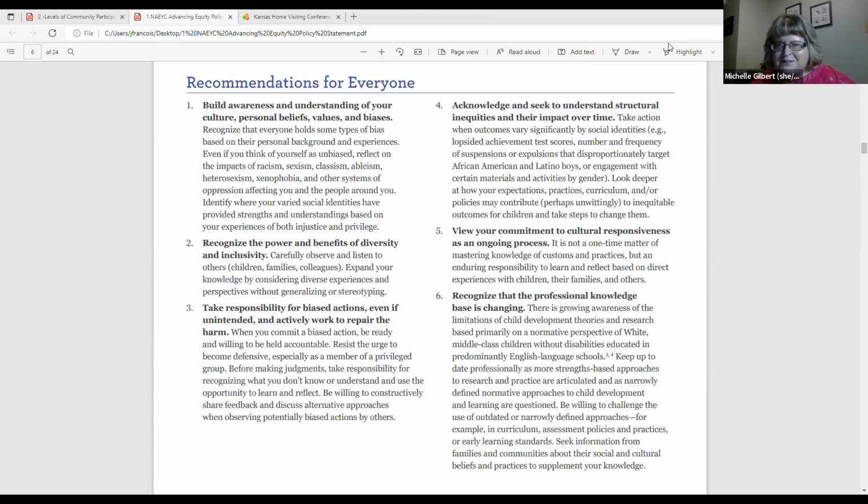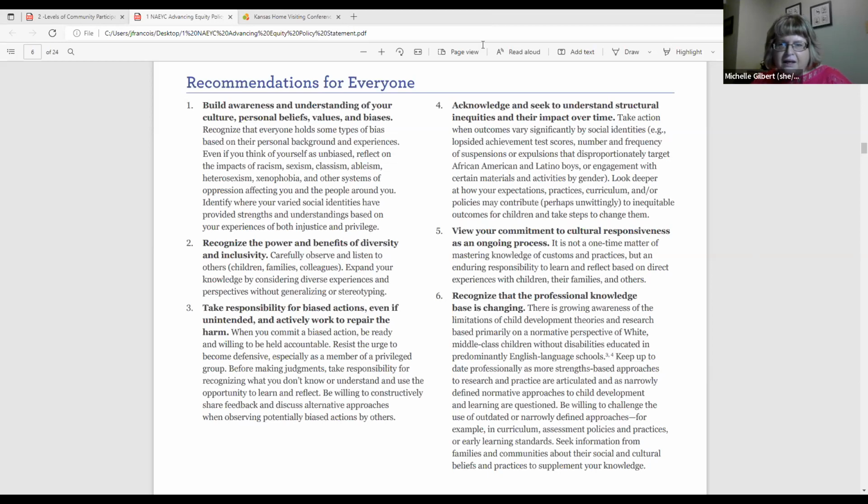Maybe it's just the position in life. I'm feeling like I'm aging every day. So maybe that's why. But you can see the other six recommendations here in the NAEYC document as well. But that's really the big jumping off point.